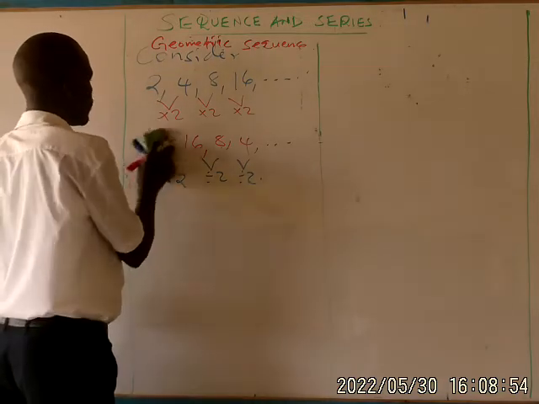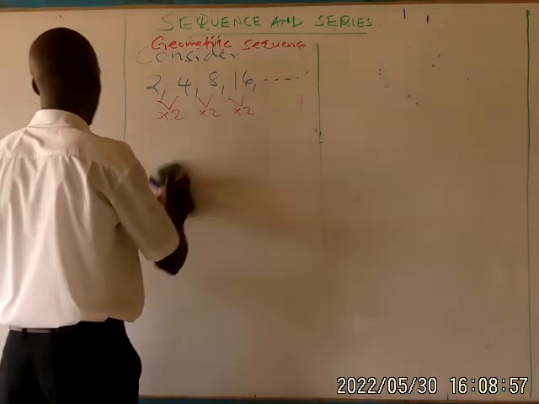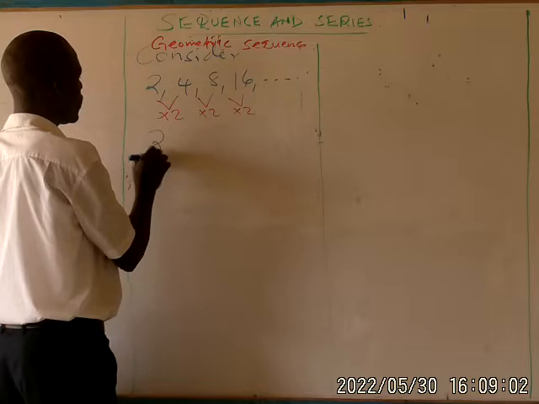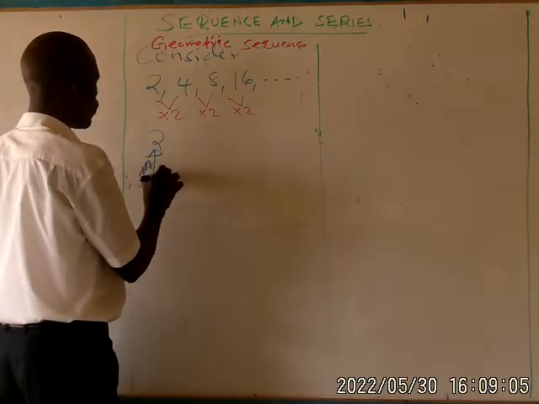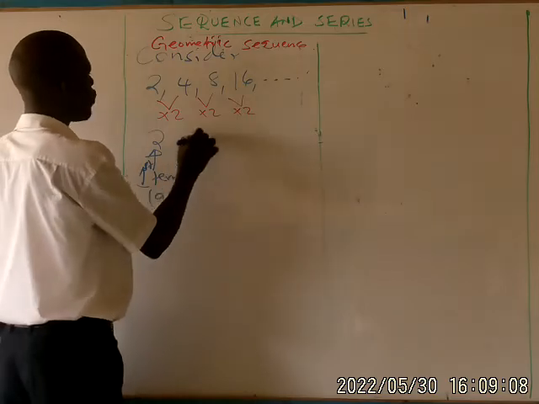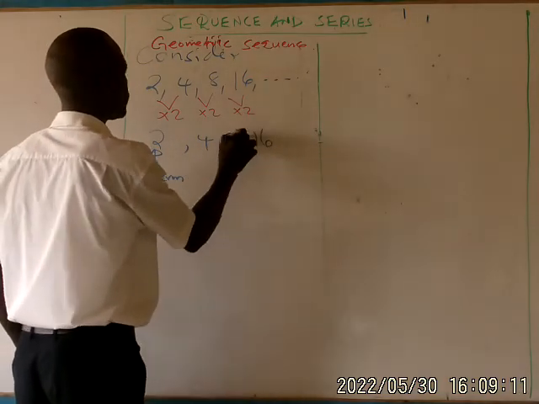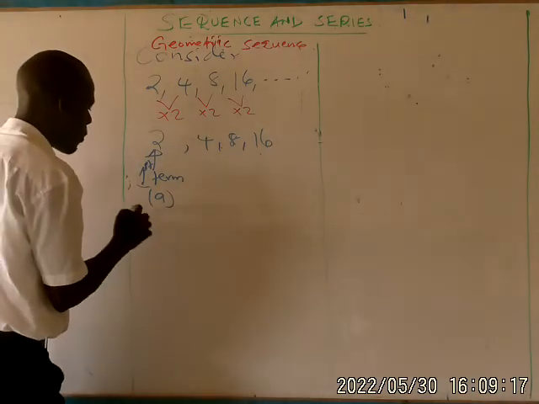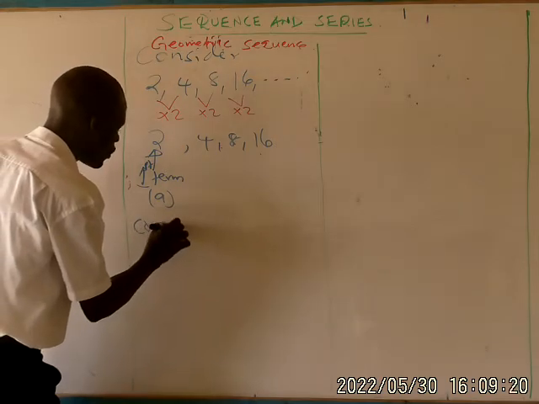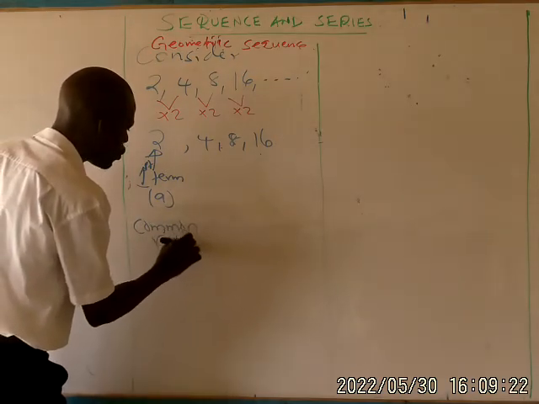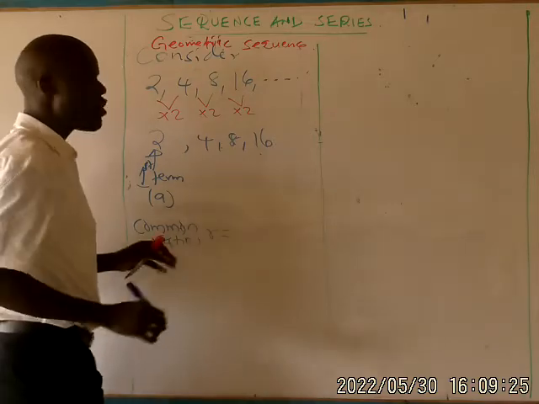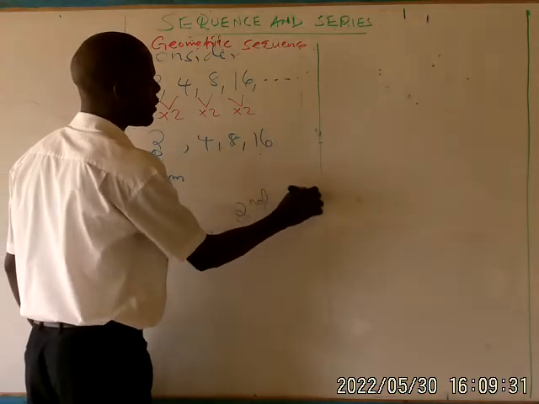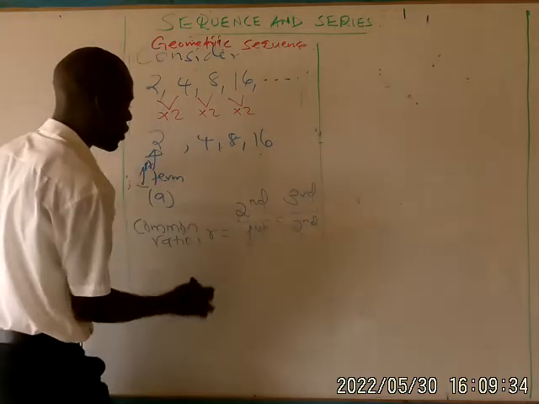Let's consider the first case where we have a multiplication of 2. Our 2 remains our first term, which we shall still call A. We have 4, 8, and 16. Now, this one does not have a common difference, but we have a common ratio, which we shall use as our R. How do you find the common ratio? It will be the second over the first, or the same, you can find the third over the second. That is the common ratio.